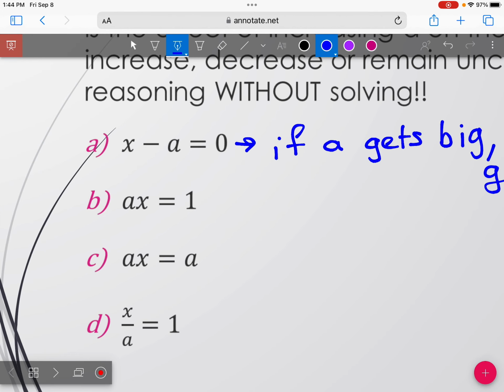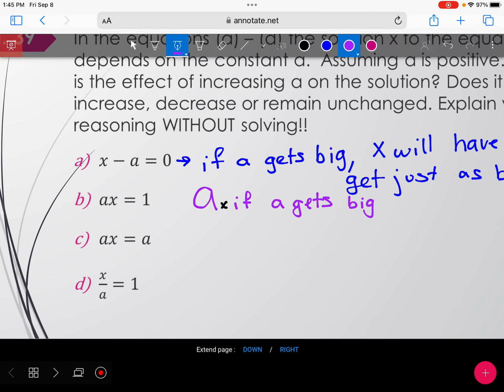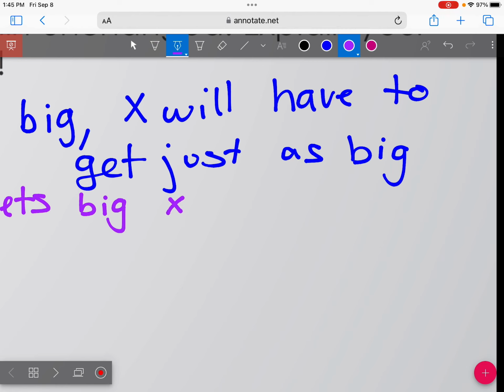Then let's look at b. If a gets really big, and a times x equals 1, what's going to happen to x? If a gets real big, we got big A. What's going to happen to x? It's going to have to get real small. Bitty. So that a times x equals 1. So if a gets big, x will get very small.